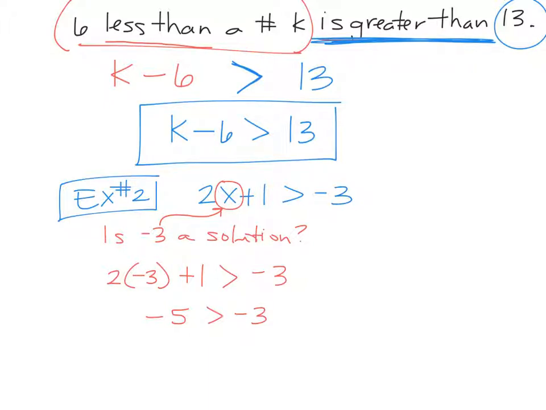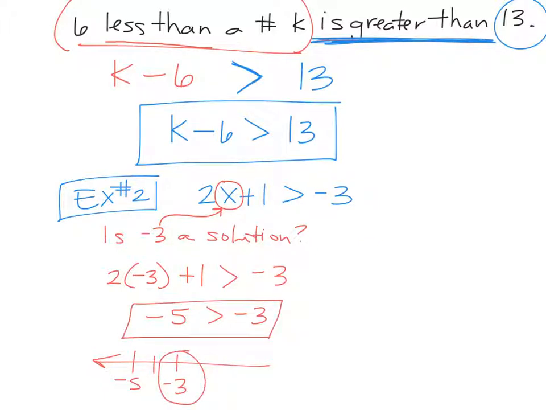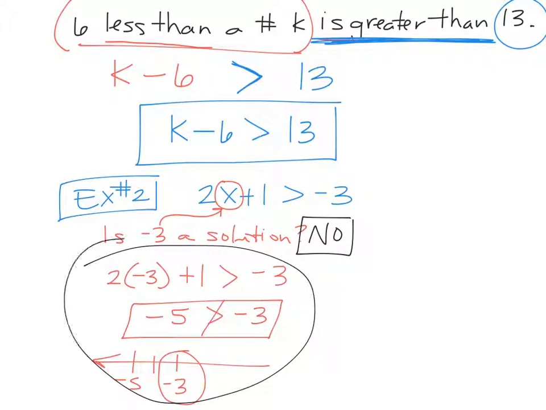No, right? If you think about a number line, this would be negative 5, this would be negative 4, this would be negative 3. This one's bigger. This is saying negative 5 is bigger. So it's not actually greater than, right? So when it says, is it a solution? Our answer is no. And this is what you should be showing me. You don't have to show me the number line. I was just showing you that to represent it.